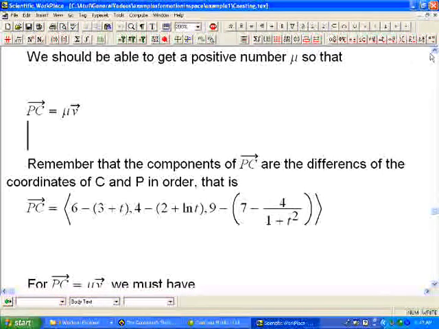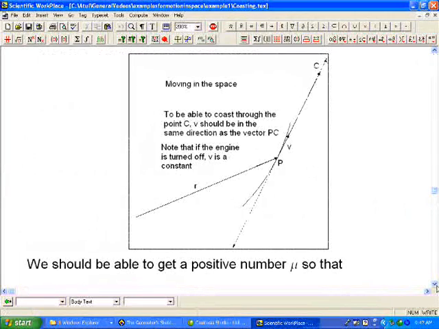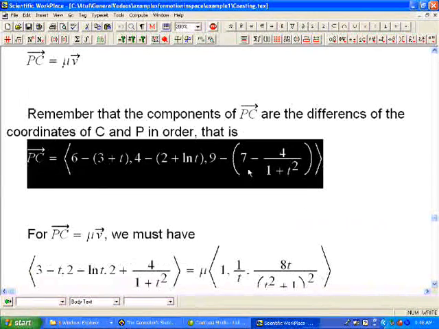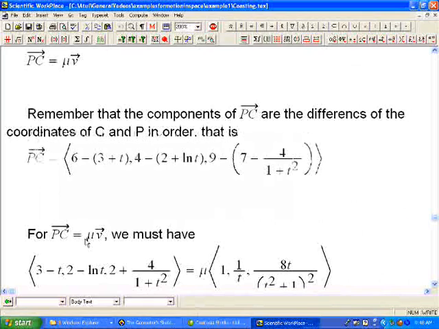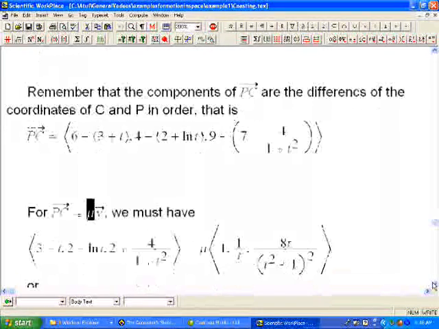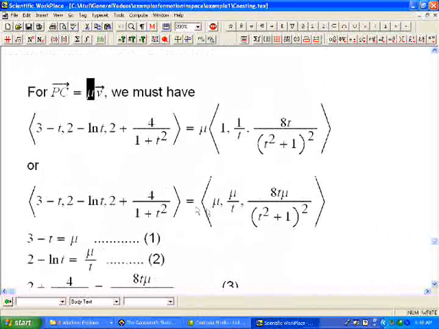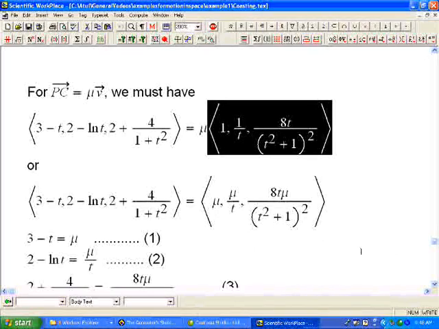Okay, so we know that the coordinates of C are (6, 4, 9), and those of P are 3 plus t, 2 plus natural log of t, and this value. If we take their corresponding differences, we get the vector PC. Now, in order for PC to be in the same direction as the velocity, we should be able to get a number mu so that this equation is satisfied. All I have done is multiply mu into this vector to get the components like this.